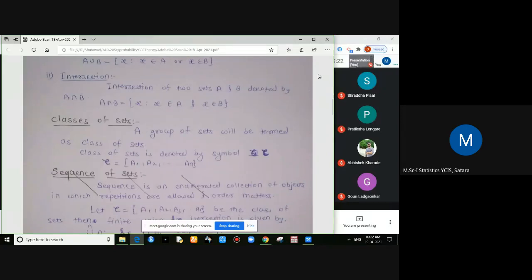Then can we term the power set as the class of sets? Can we say that the power set is the class of sets? Yes, because the power set contains all possible subsets of the sample space. That is, it is again a collection of sets. That's why we can say that the power set is the class of sets.